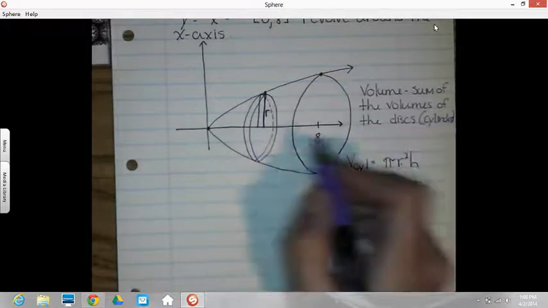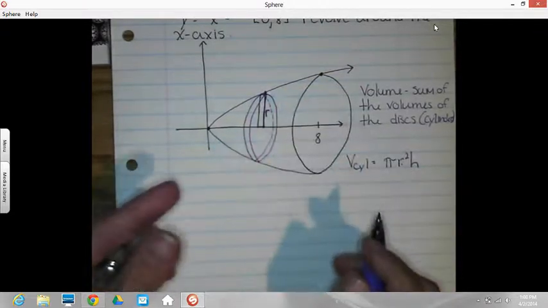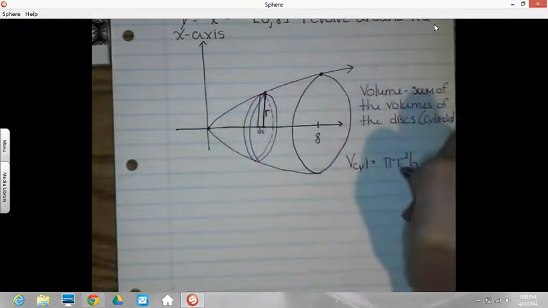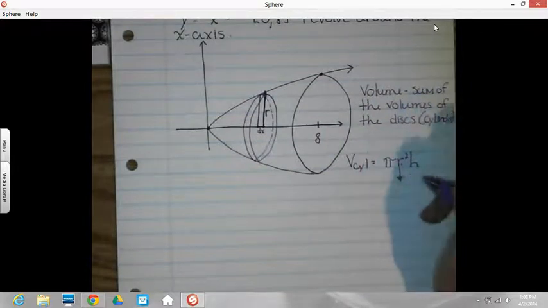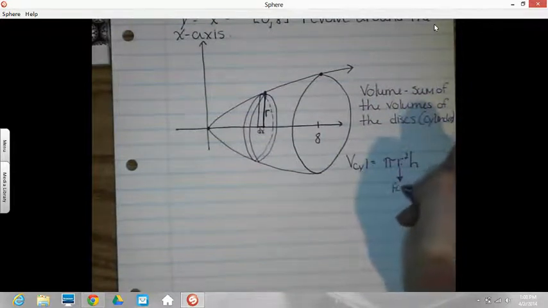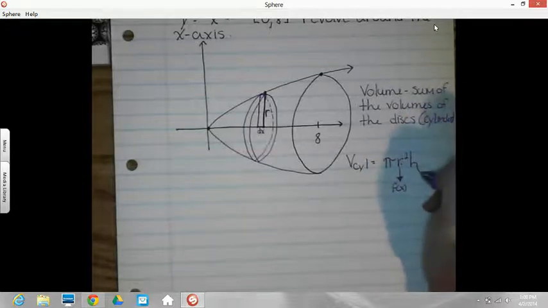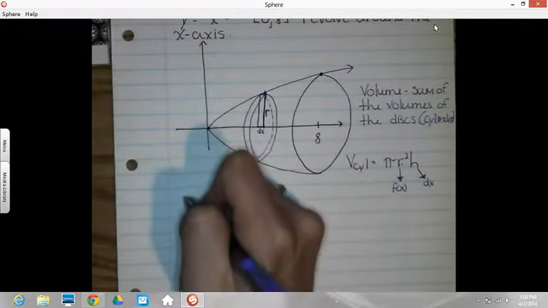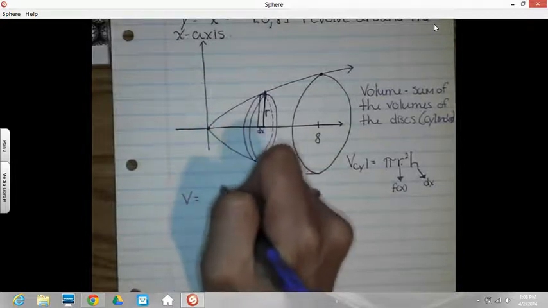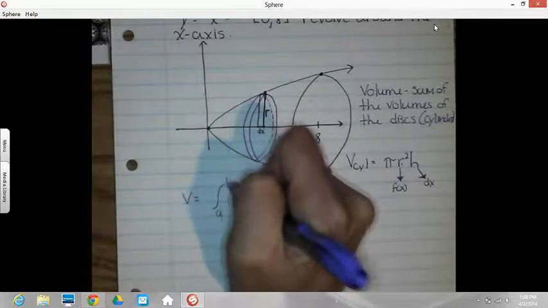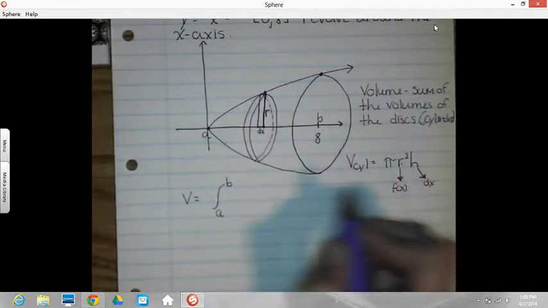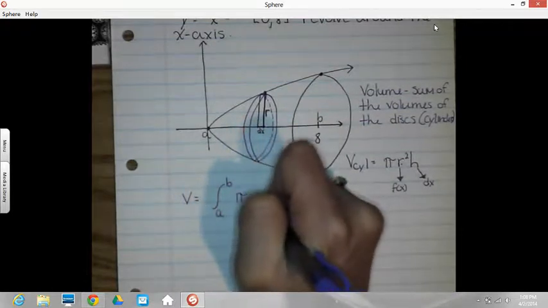And the height of our cylinder, the little skinny cylinders laying on their side, the height in this case would be our dx. So the radius is your function value, and your height is your dx. So our volume equation then is the integral from a to b, that's our left x boundary to our right x boundary, of pi r squared h.